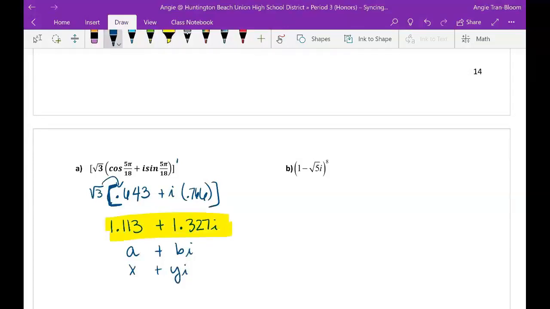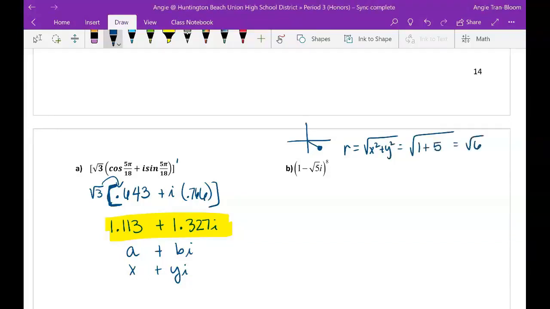Next we have one raised to a power. This is a true test of how we use De Moivre's theorem. First, we have to put it in polar form. Let's plot 1 minus rad 5, which is in quadrant 4. The radius is the square root of x squared plus y squared. X is 1, and 1 squared is 1. Y is negative rad 5, and negative rad 5 squared is 5. So the radius is the square root of 6.